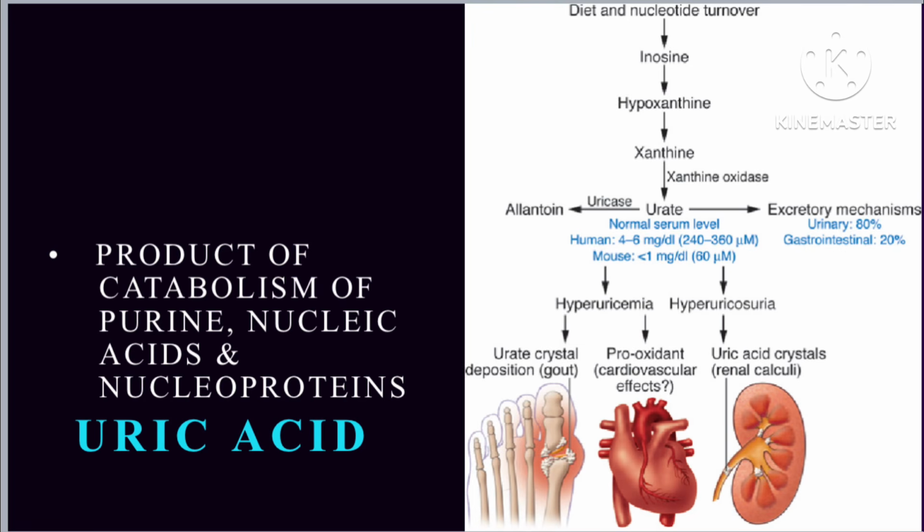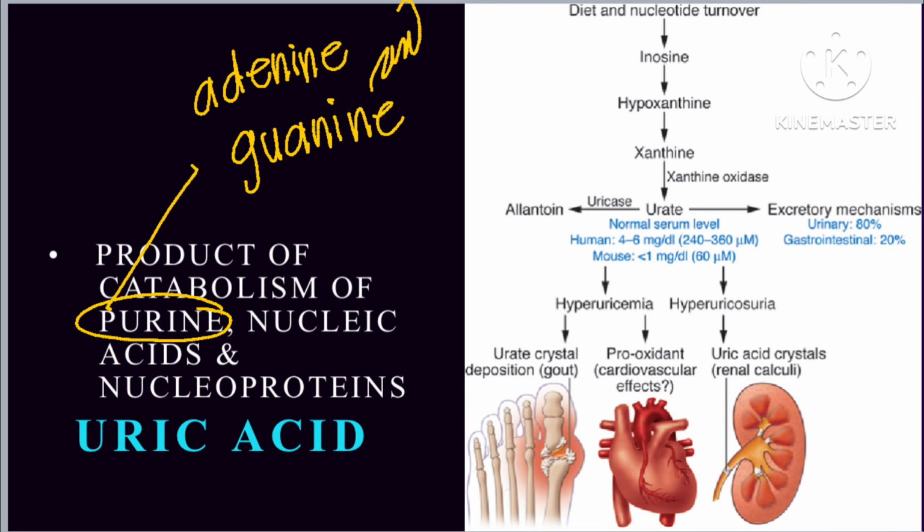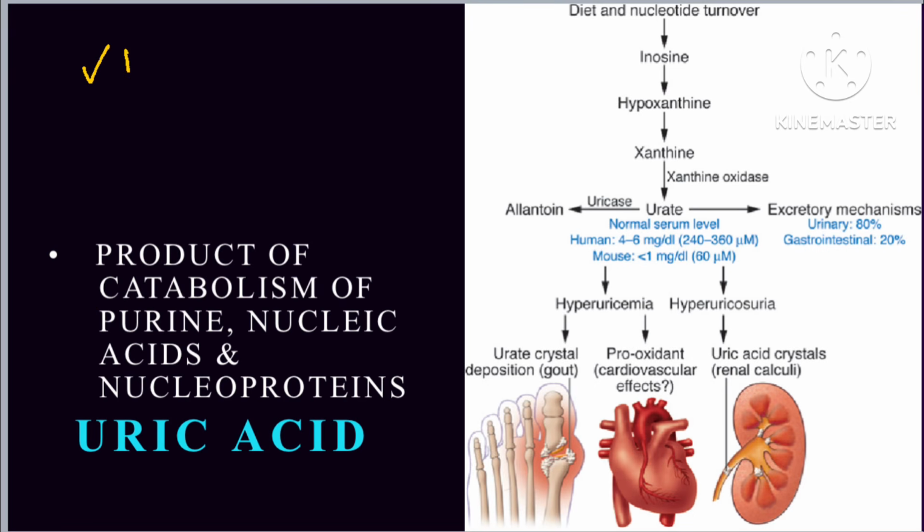So the purines that I'm talking about here, if you can remember, what is it again? It's adenine and guanine. And purines are nitrogen-containing bases that are found in the DNA, RNA, ATP, and other nucleotides. And when these purines are broken down, uric acid is produced as the terminal catabolic product.